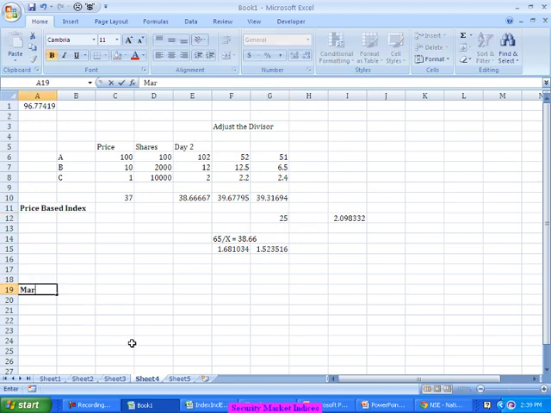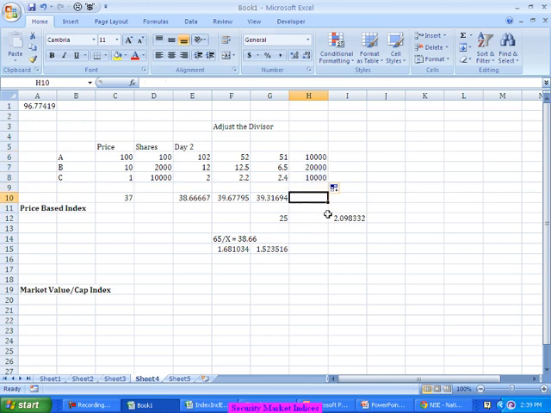Then the next mechanism we are looking at is the market value or market capitalization based index, which is the most common index across the world. What is typically done in this case is, instead of just the price, people consider the market capitalization, which is nothing but the price multiplied by the number of shares. Price multiplied by the number of shares is what is being considered.